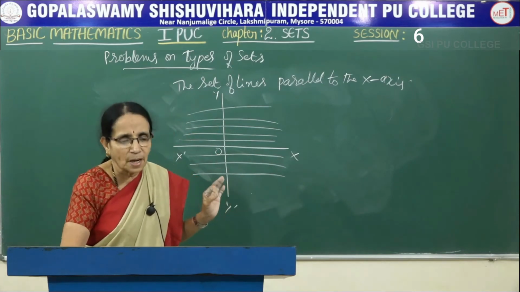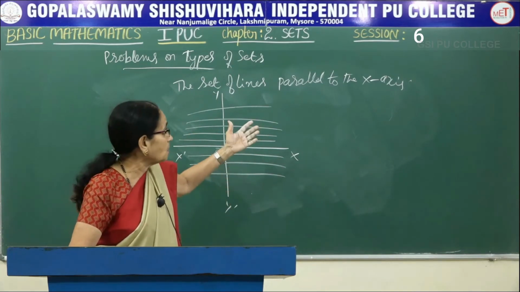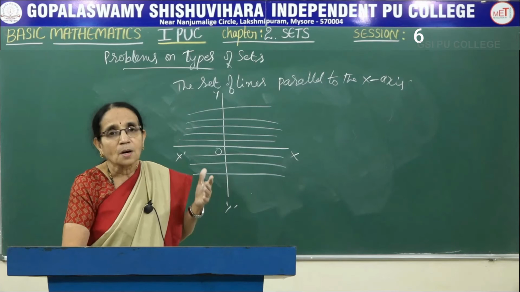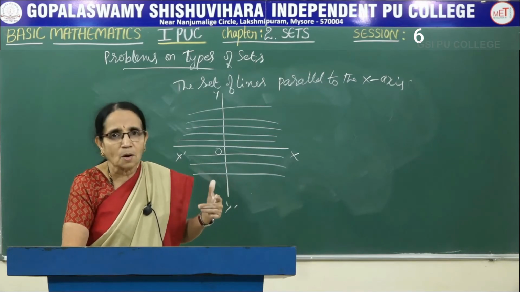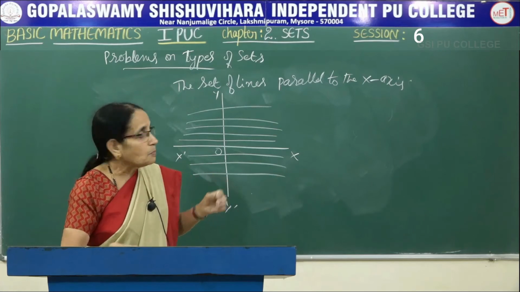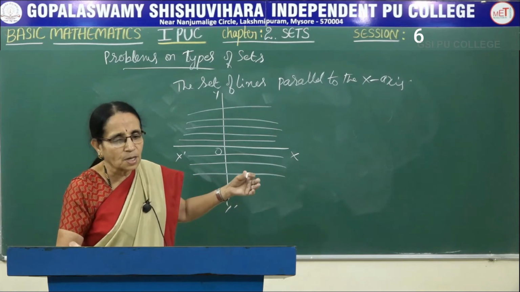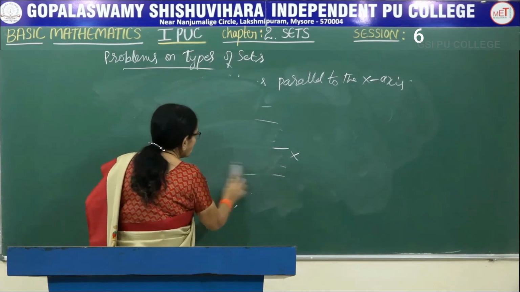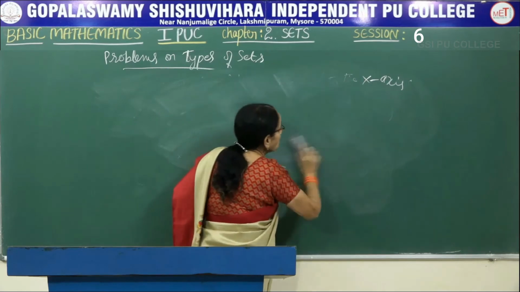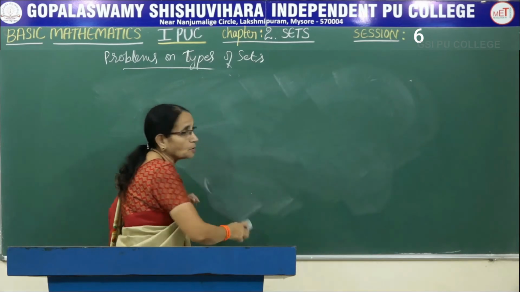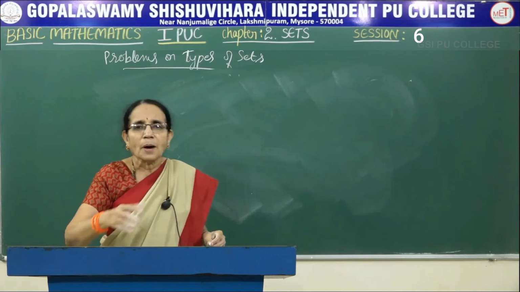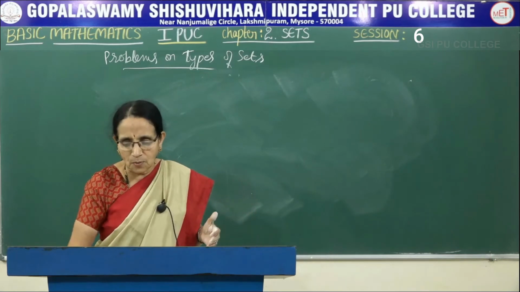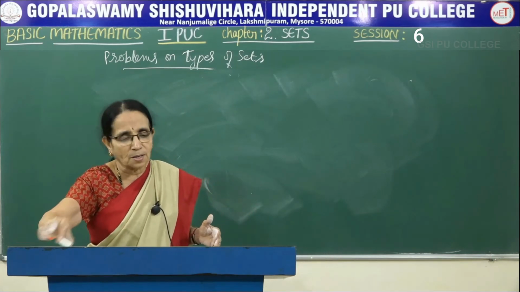So the set of lines parallel to the x-axis, or parallel to the y-axis also, even then it would be an infinite set, because you have to give the reason: since we can draw infinite number of lines parallel to the x-axis, or to the y-axis, depending upon how it is given. It may be given parallel to any line also, above that line, below that line. You can draw infinite number of lines parallel to that one, therefore it becomes an infinite set.